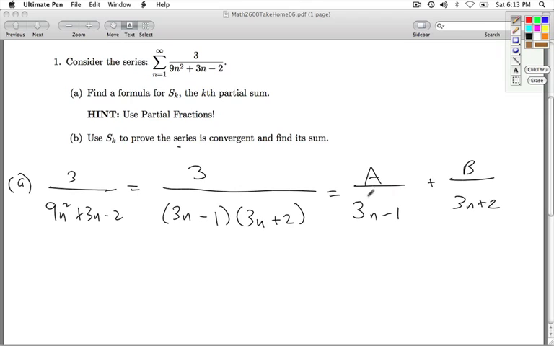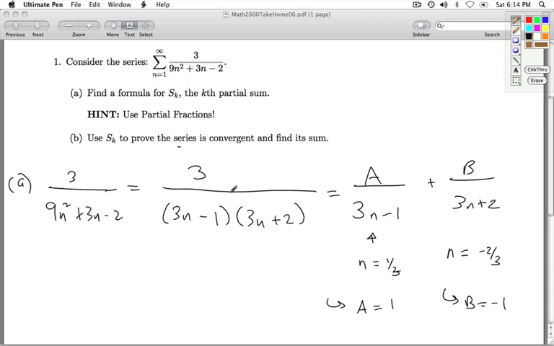and the B. So I look here. What value of n would get us in trouble here? n equals 1/3. So I go back to my original fraction, cover up the 3n minus 1. If I plug n equals 1/3 into this, I get 3 over 3, which is 1. So I get A equals 1. The value of n here, which would screw this up, would be negative 2/3. So I go back, cover this up, substitute negative 2/3 into what remains. And that's going to give me 3 over negative 3, which gives me B is negative 1.